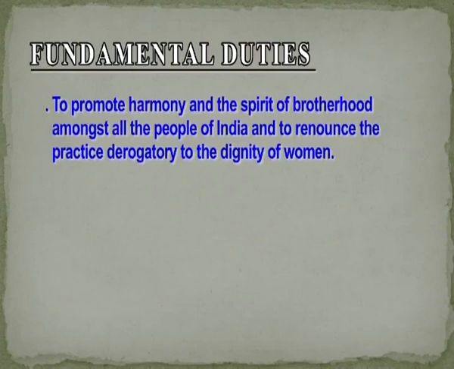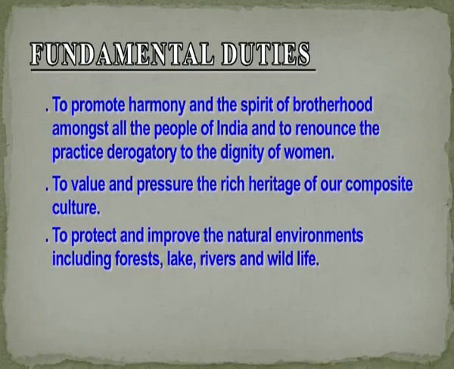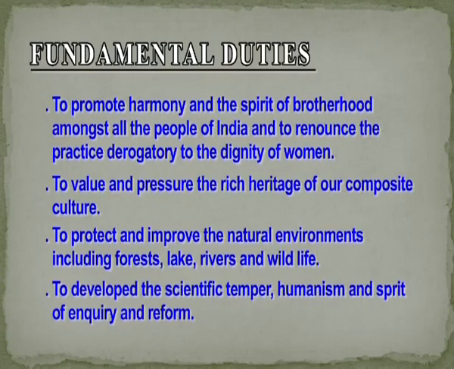5th one is to promote harmony and the spirit of brotherhood amongst all the people of India and to renounce the practices derogatory to the dignity of women. 6th one is to value and preserve the rich heritage of our composite culture. 7th one is to protect and improve the natural environment including forests, lakes, rivers and wildlife. 8th one is to develop the scientific temper, humanism and spirit of inquiry and reform.